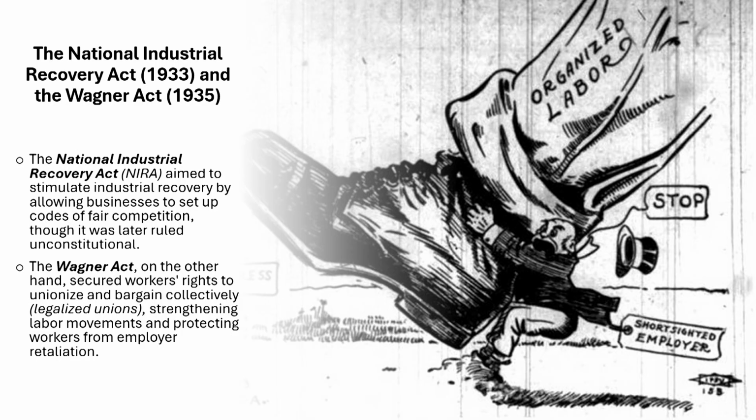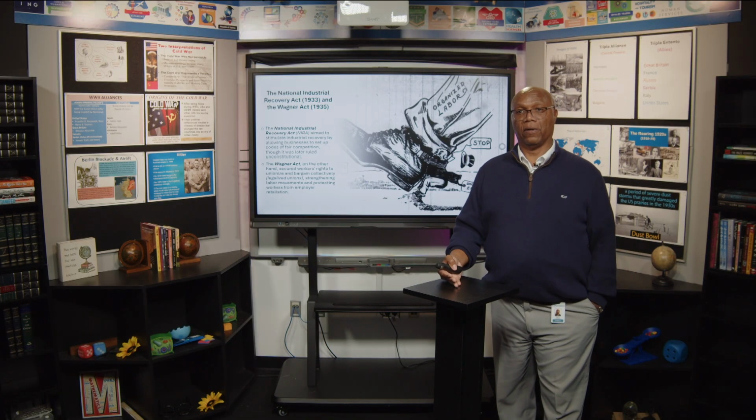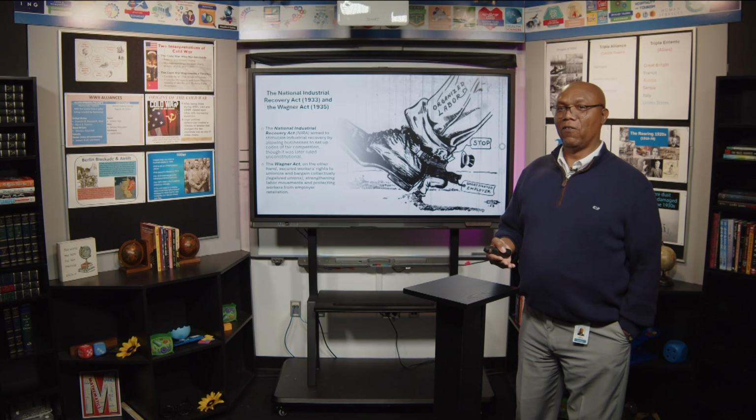All right, here you have the National Industrial Recovery Act of 1933, or the Wagner Act, and what it basically did is it legalized unions. And you see a cartoon that says organized labor, and you see a short-sighted employer that's trying to stop organized labor, but we're going to find that the government will take on a role of doing what it can to support labor. And by supporting labor, it was supporting workers. And we're going to find that that's going to be a little bit of a shift.